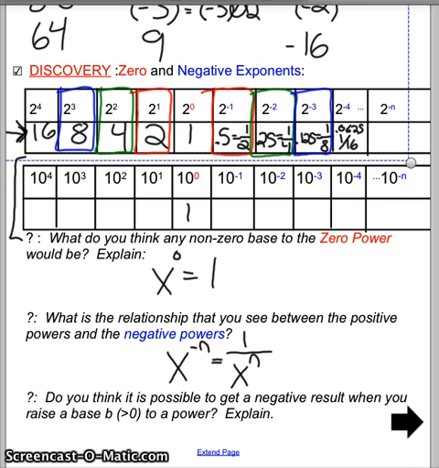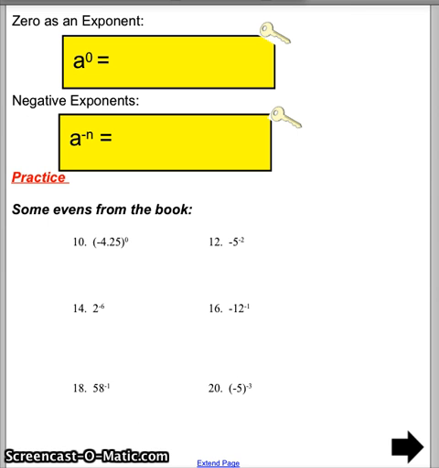All right, moving right along. We've already discussed this a little bit. Anything to the 0 power, I want you to fill in, that is going to be 1. Then anything to a negative power is going to send it to the denominator. Okay, so let's get a little bit of practice applying these skills that we just talked about.